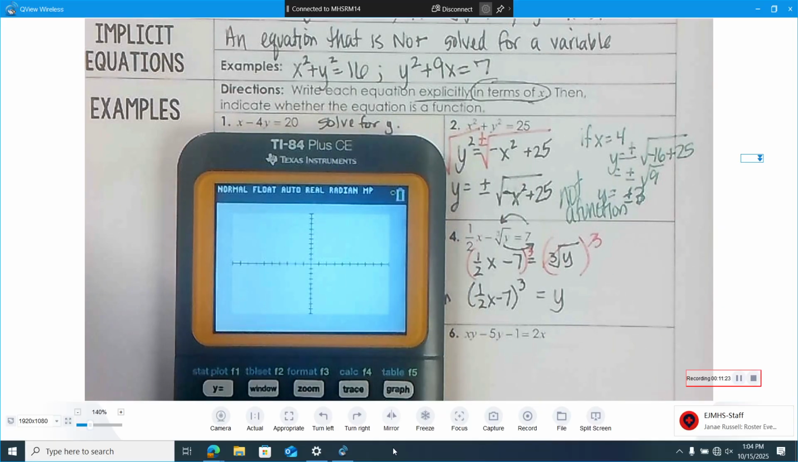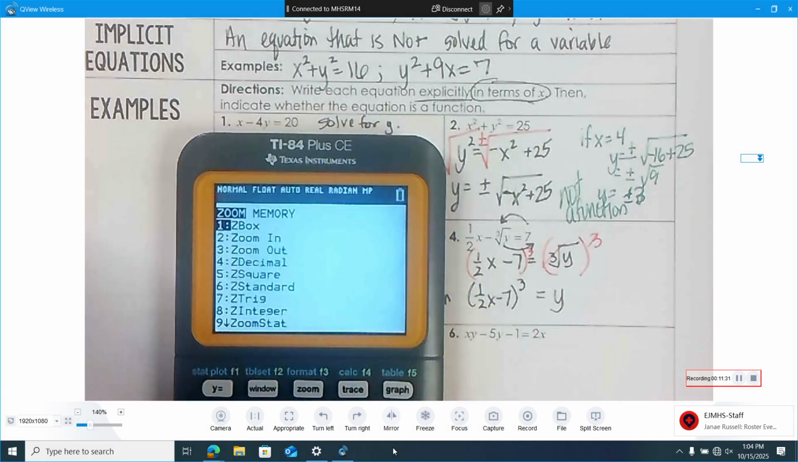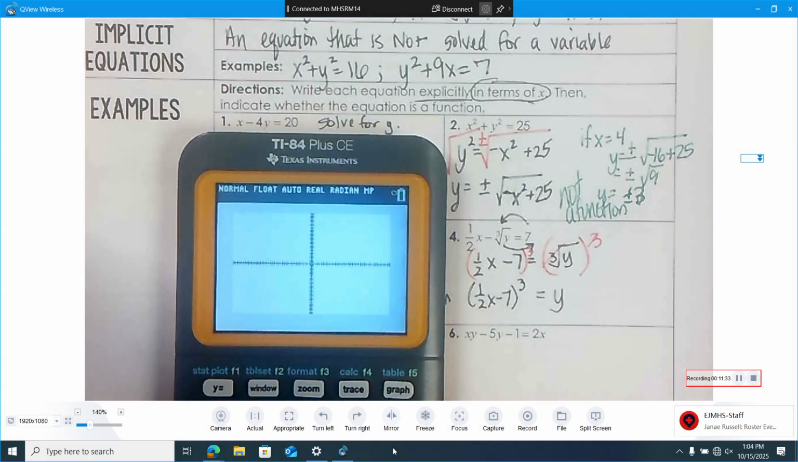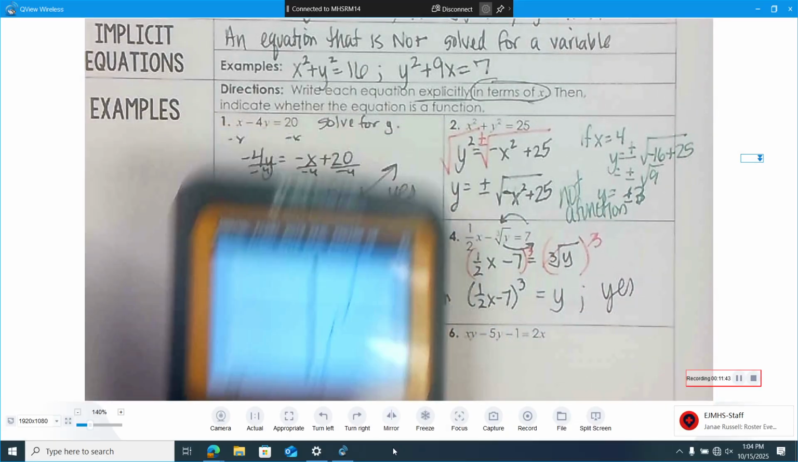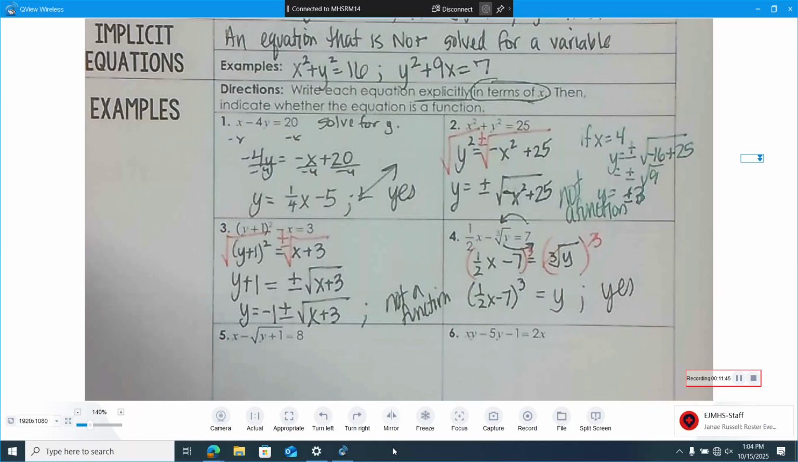Let's see what we get here. This is probably, oh, there it is, way down there. Let me zoom out a whole lot. There it is. Is it a function or not? Yes, it's a function. There's no plus or minus here, so we could get just the one answer. Okay, I think we're okay.